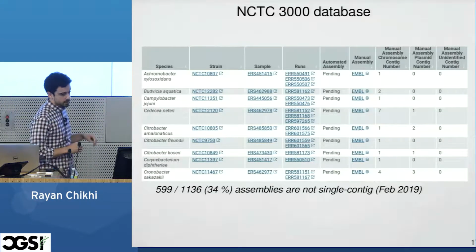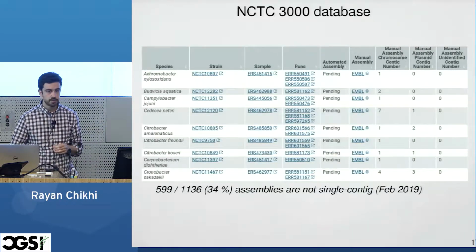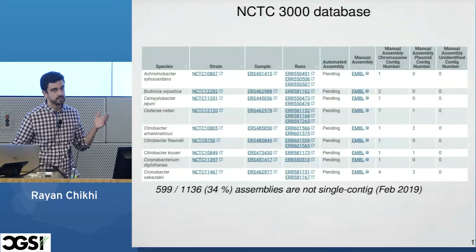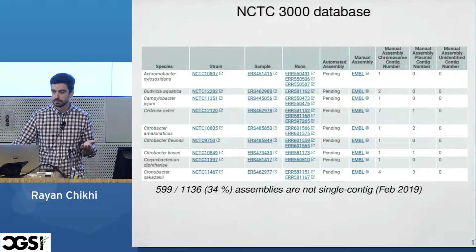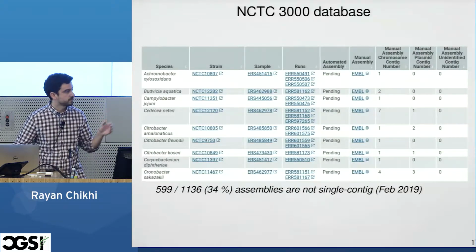Actually, 30 to 34% of assemblies are not automatically single contig in this database. So my observation is that, based on this, apparently assembly is not fully solved. If it was, we would have one contig, one chromosome assembly for each of the samples.